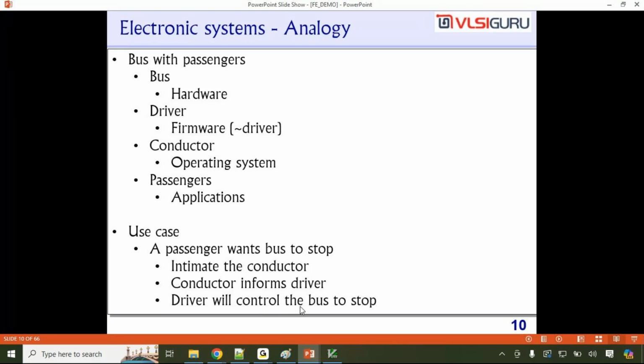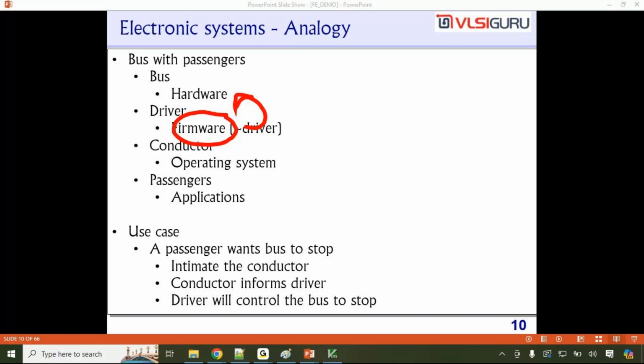So the driver also has some controls. What are those controls? The accelerator, brake, clutch, handbrake, different things are there. Similarly, even when firmware wants to control the hardware, the hardware will have something called registers, configuration registers and status registers. By programming the configuration registers, the firmware controls how hardware should behave.